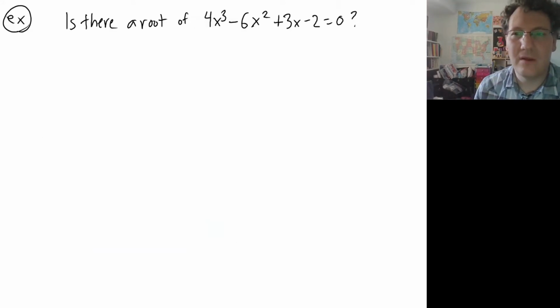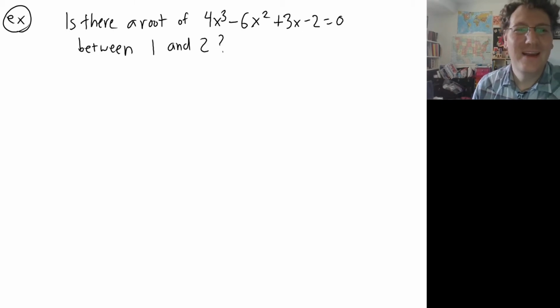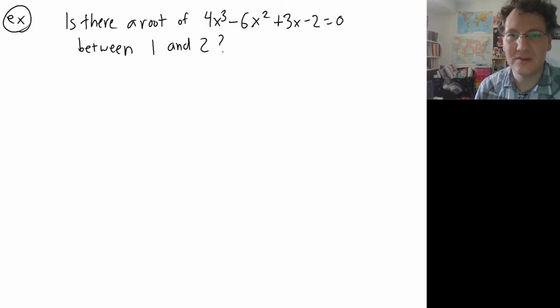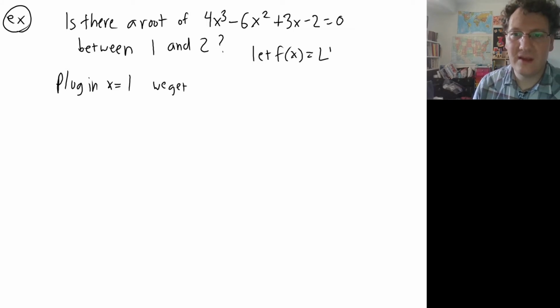So for example, is there a root of this polynomial equation, 4x cubed minus 6x squared plus 3x minus 2 equals 0, between the values of 1 and 2? We know this is a polynomial, so it's continuous, and we can use the intermediate value theorem to check. Let's let f of x be the left-hand side.